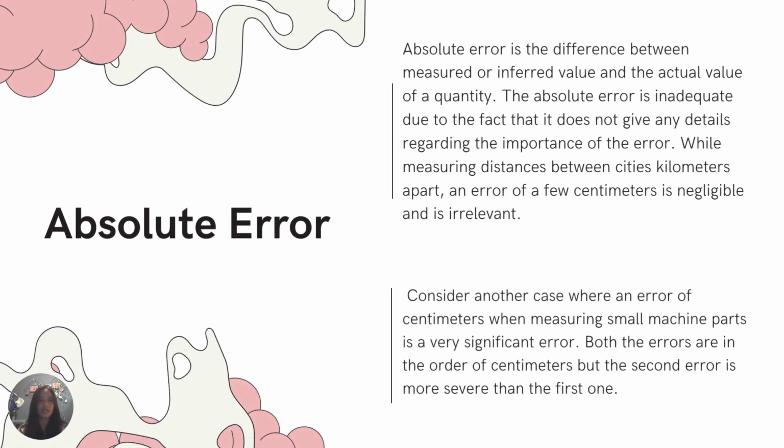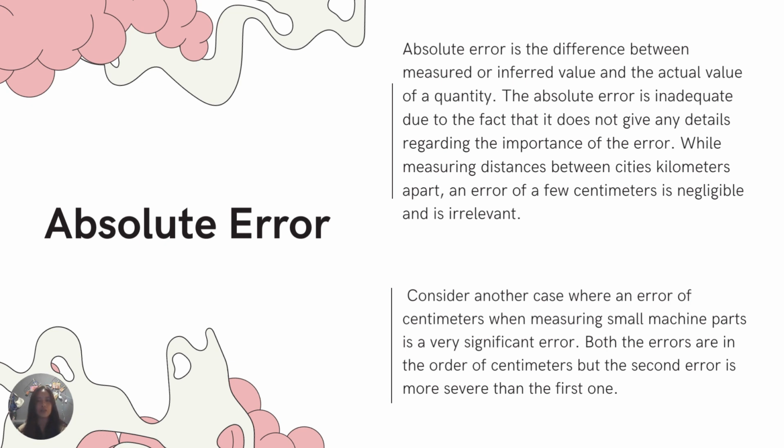Absolute error. Absolute error is the difference between the measured or inferred value and the actual value of a quantity. The absolute error does not give any details regarding the importance of the error. While measuring the distance between cities kilometers apart, an error of a few centimeters is negligible and irrelevant. Consider another case where an error of centimeters when measuring a small machine part is a very significant error. Both errors are in the order of centimeters, but the second error is more severe than the first one.